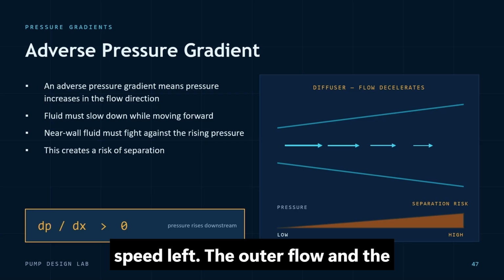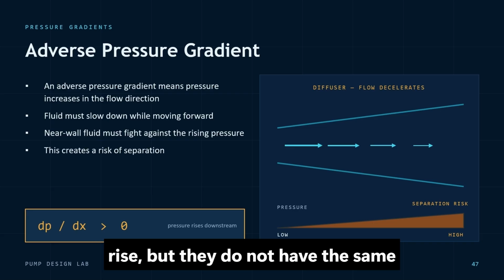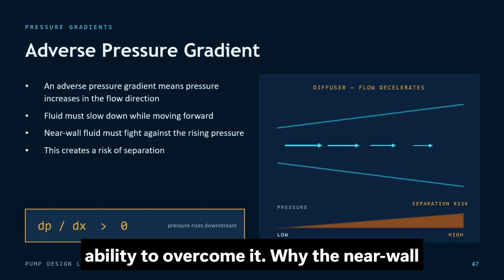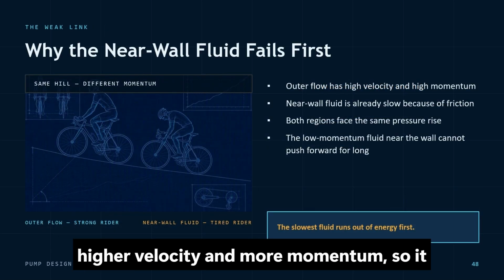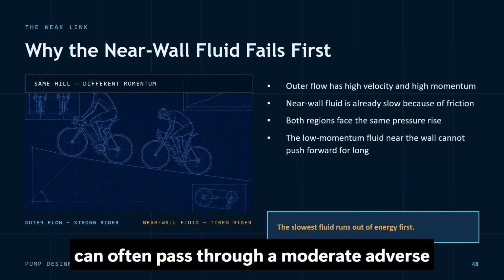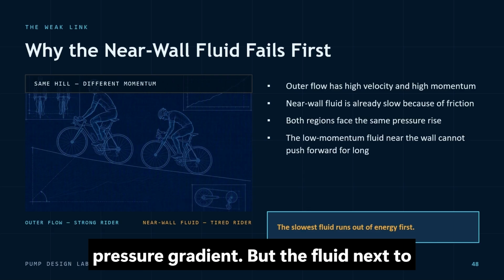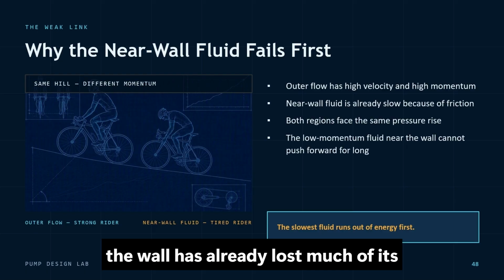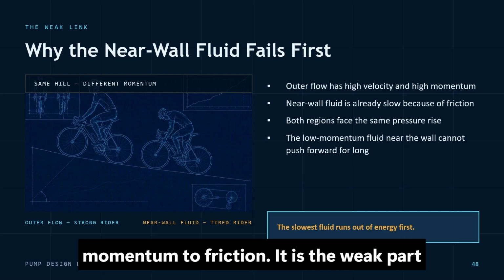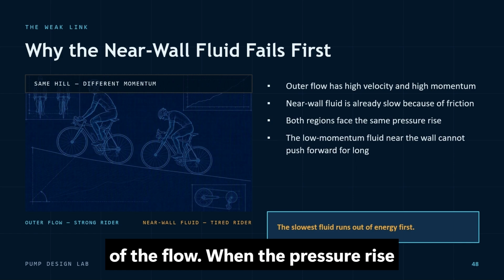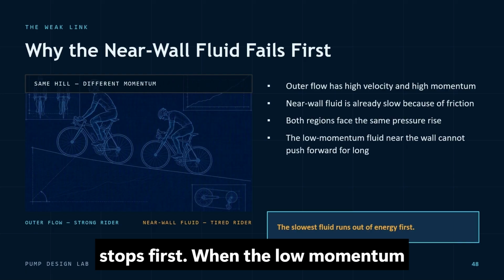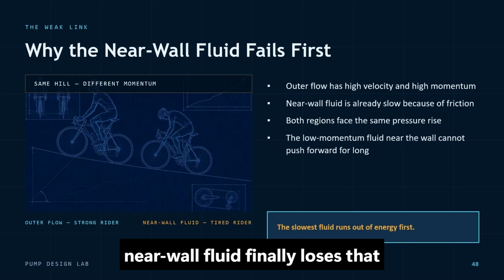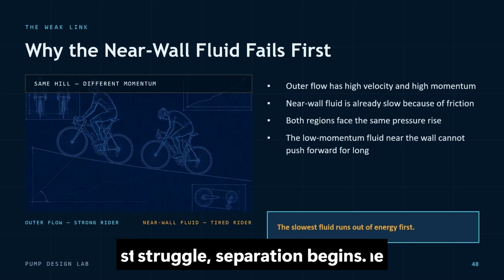The outer flow and the near-wall flow face the same pressure rise, but they do not have the same ability to overcome it. Why the near-wall fluid fails first? The outer flow has higher velocity and more momentum, so it can often pass through a moderate adverse pressure gradient. But the fluid next to the wall has already lost much of its momentum to friction. It is the weak part of the flow. When the pressure rise becomes too strong, this near-wall fluid stops first. When the low-momentum near-wall fluid finally loses that struggle, separation begins.